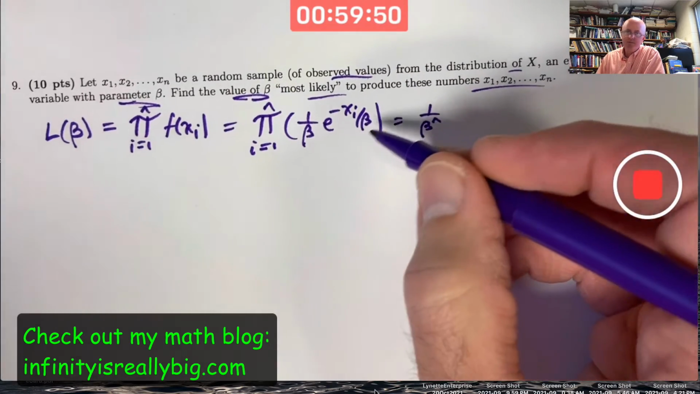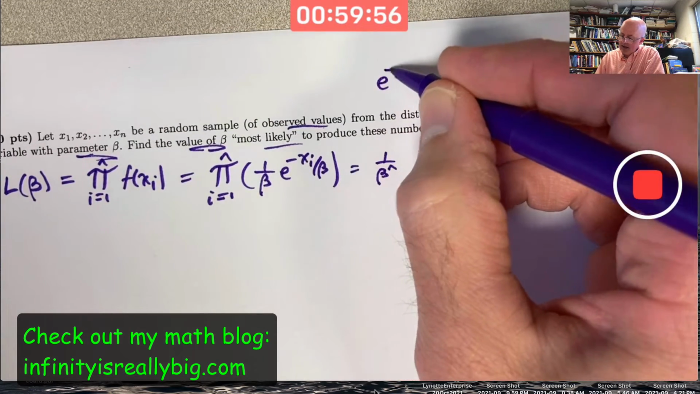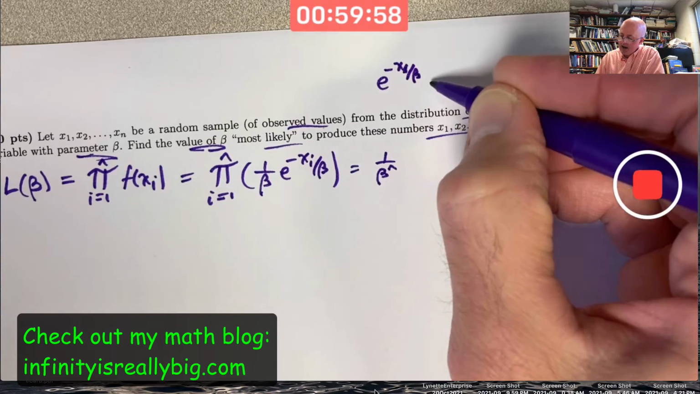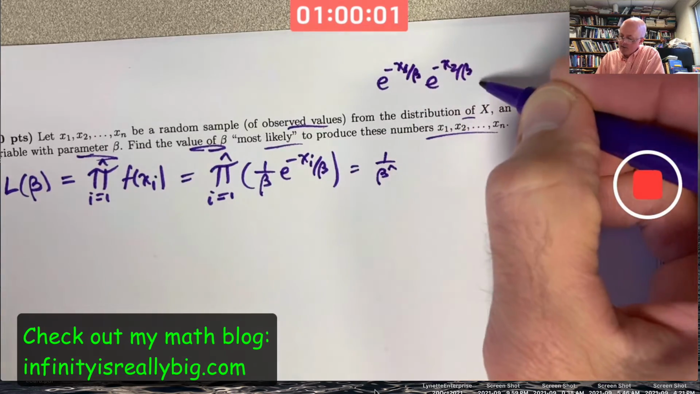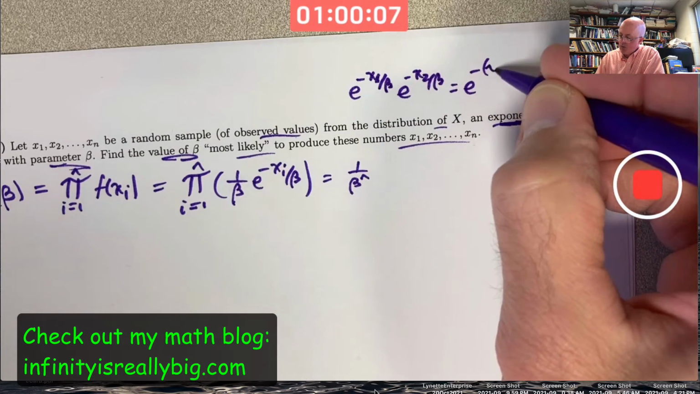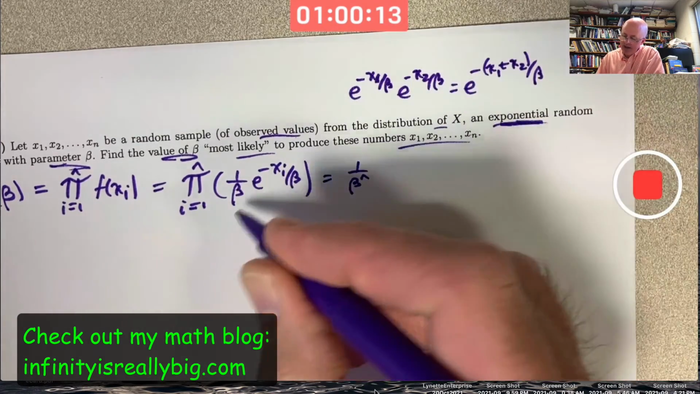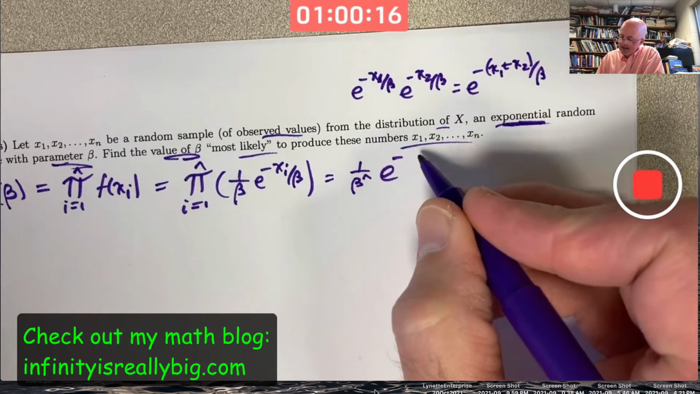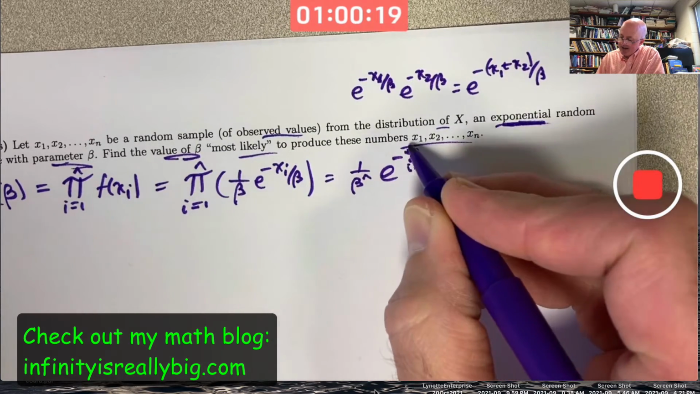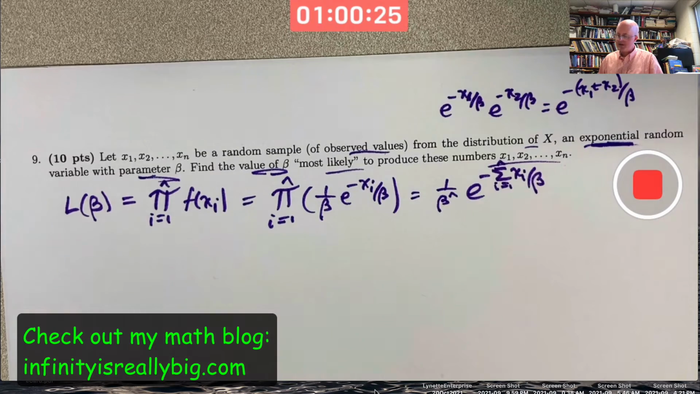And when you're multiplying a bunch of exponentials, you can really add their exponents. For example, e to the negative x1 over beta times e to the negative x2 over beta can be written as, well, add those exponents and bring the negative sign out, negative x1 plus x2 over beta, property of exponents. Do the same thing here in the general case, and you're going to get e to the negative summation i goes from 1 to n of the xi's all over beta. What do we want to do with this function? We want to maximize it. That's why this is called maximum likelihood estimators. As a function of beta.